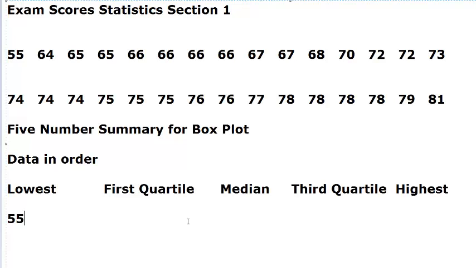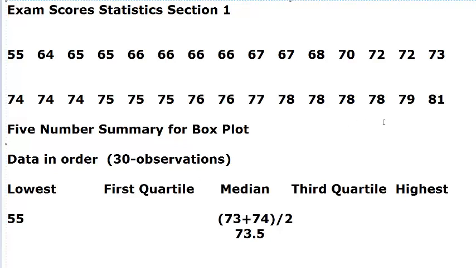let's just hold on to the first quartile for a moment. For the median, notice that there are 30 observations in total. Just count it out. Here we have the 15 lower numbers, and here we have 15 higher numbers. So our median is going to be the mean of the middle two numbers, which are 73 and 74. So the median is 73 plus 74 over 2, that is 73.5.